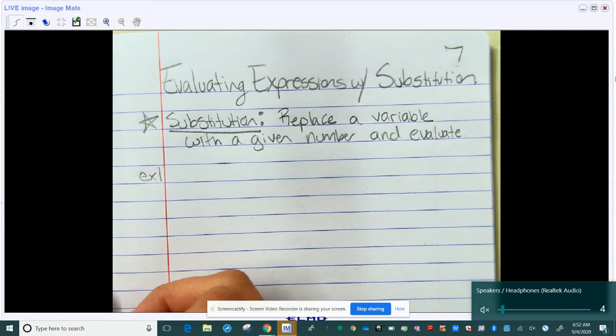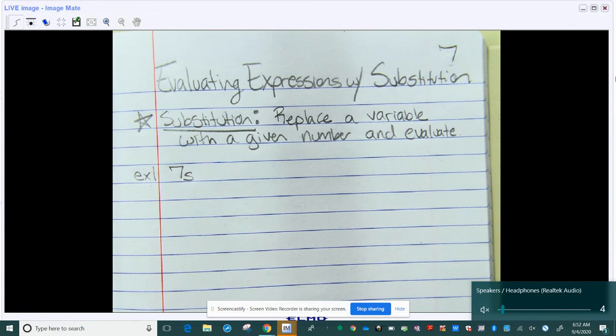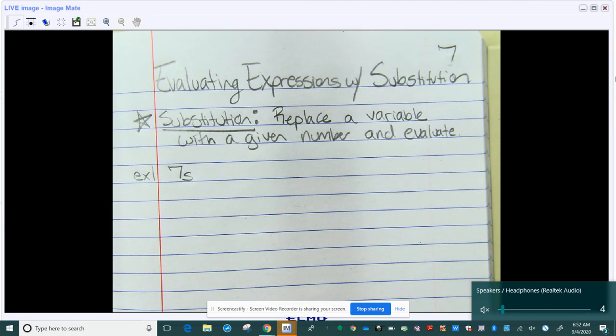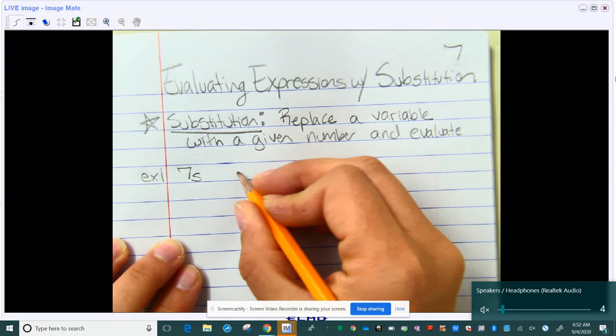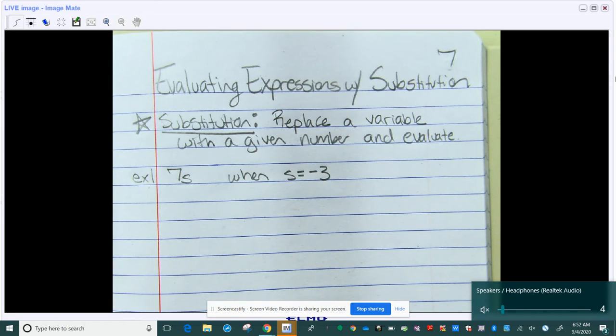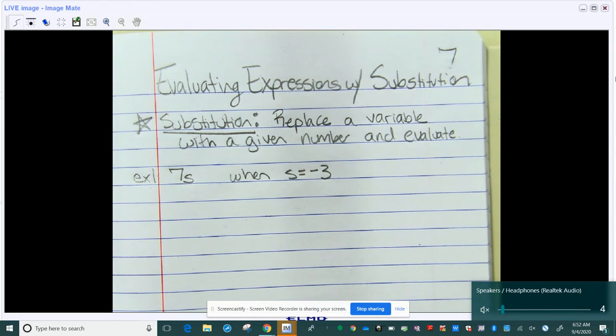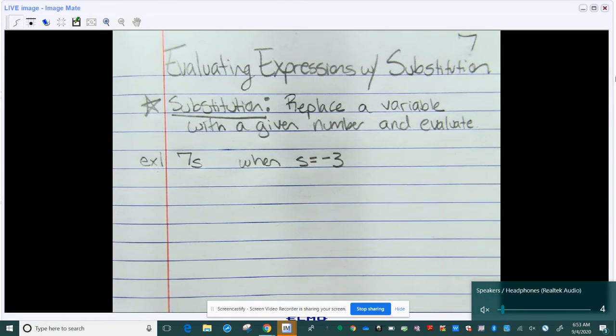EX, example 1. All right, let's say we have 7S. Now this is one of those lessons where we have to watch our handwriting. If your S looks like a 5, you need to fix it. So really be careful about how we write numbers and letters because we're going to be using them a lot together. Now we have a number right next to a variable. And then we're going to, when S equals -3. So we're going to substitute in our number for the variable, and then we're going to evaluate.